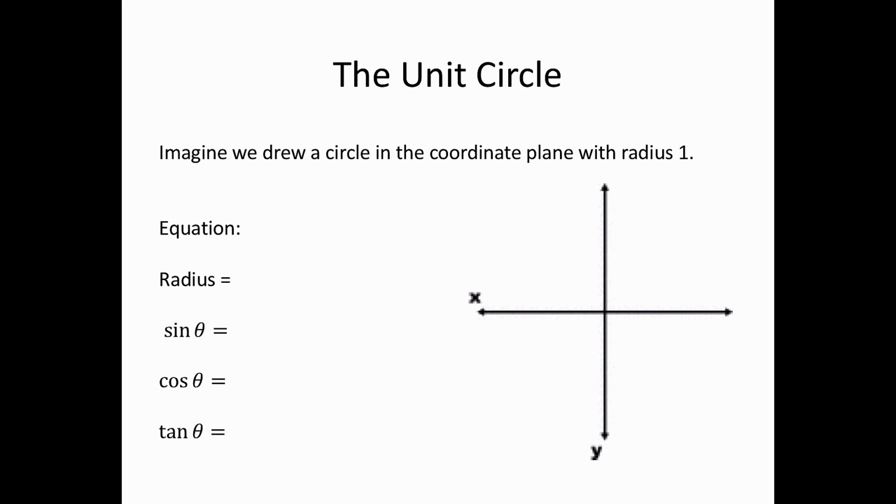Alright, now for this thing called the unit circle. A unit circle is going to be a circle. Duh. Now let's imagine we drew a circle in the coordinate plane with a radius of 1.